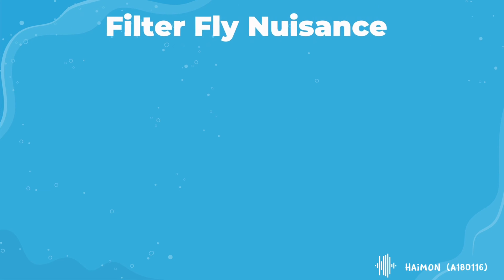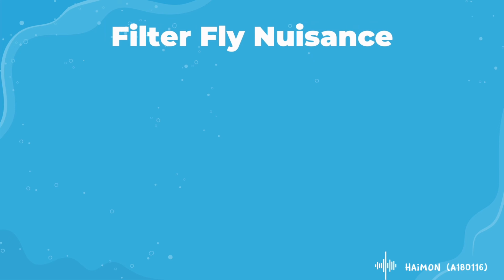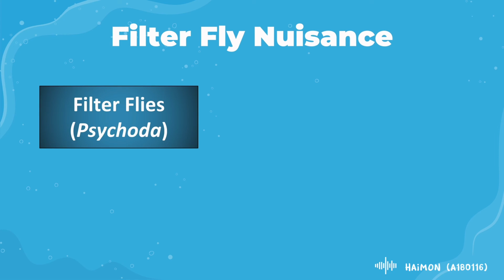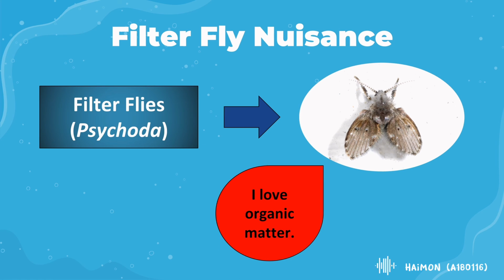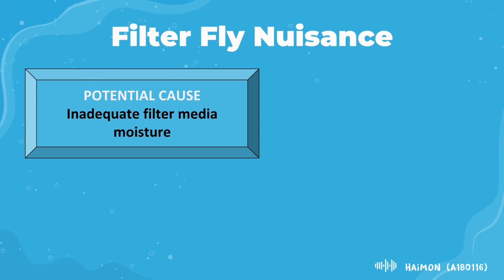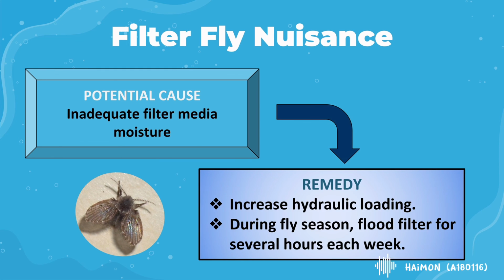Trickling filters also cannot escape the nuisance of filter flies. Filter flies or Psychoda feed on organic matter which eventually disrupts the functioning of bacteria in the filter media. One of the potential causes of this nuisance is inadequate moisture in filter media. The remedies for this problem include increasing hydraulic loading into the filter media and flooding the filter for several hours each week during fly season.